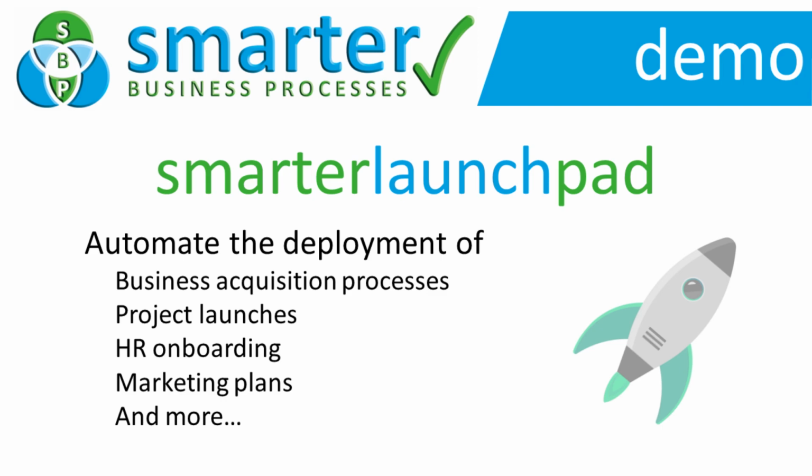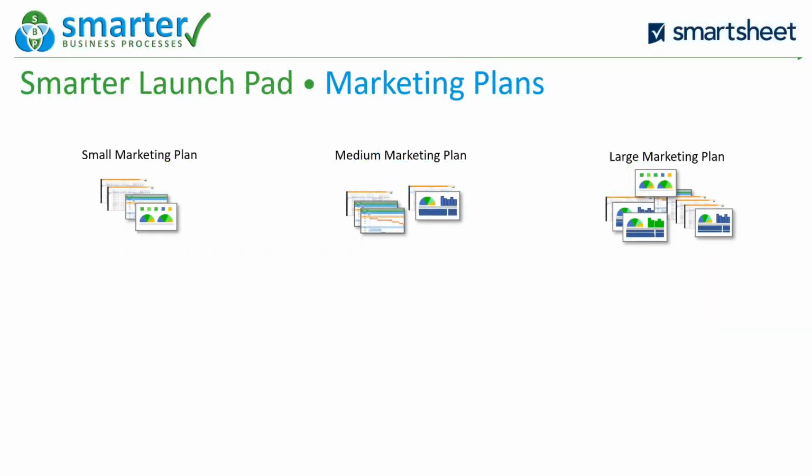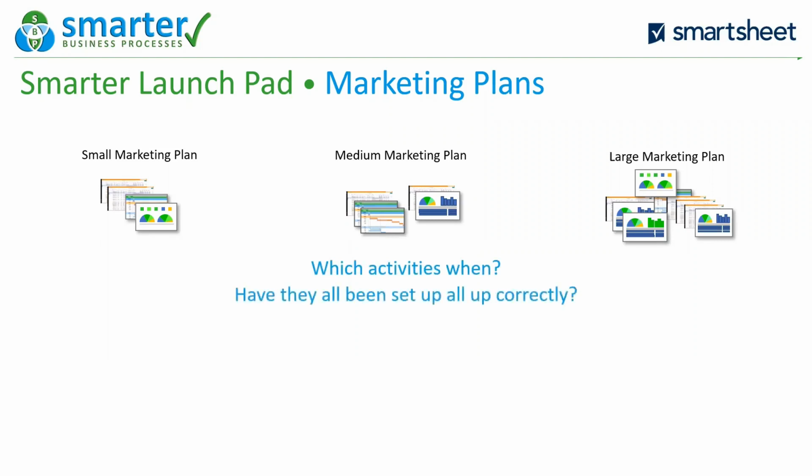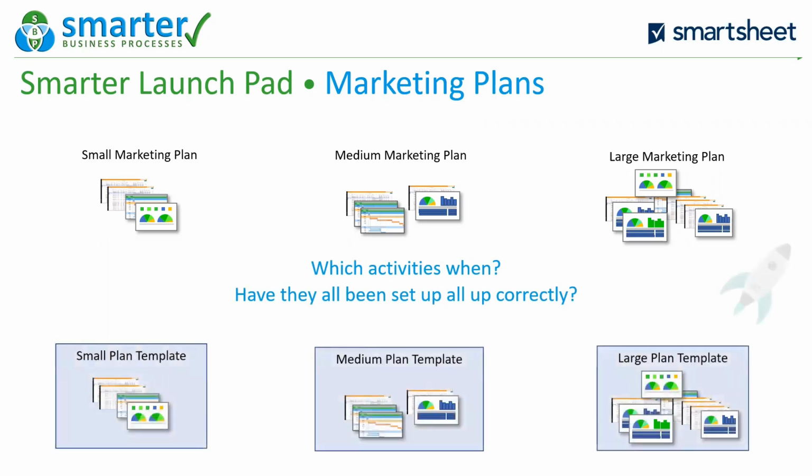Let's start with marketing plans. For marketing plans, you'll have different plans for different sizes of marketing activities. How do people know which items to use for which plans? And how do you ensure you set all of the items up correctly each time without going through them in minute repetitive detail? Simply set them up once, convert them into a template, and let Smarter Launchpad take that worry off your hands.